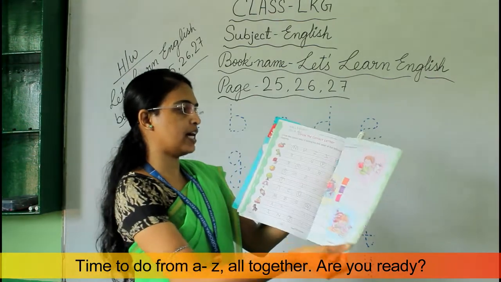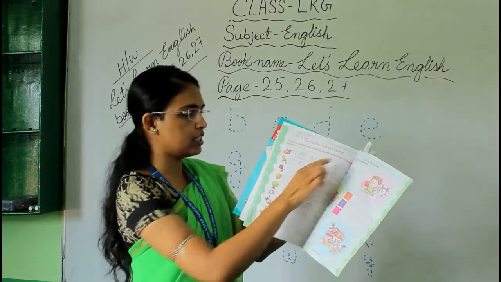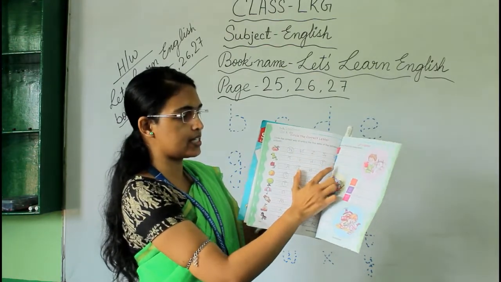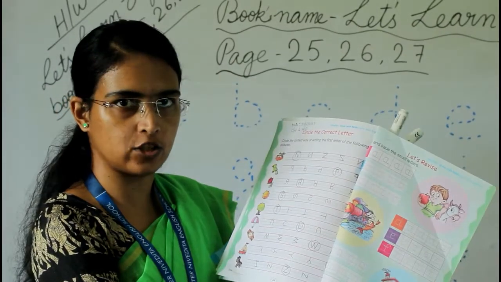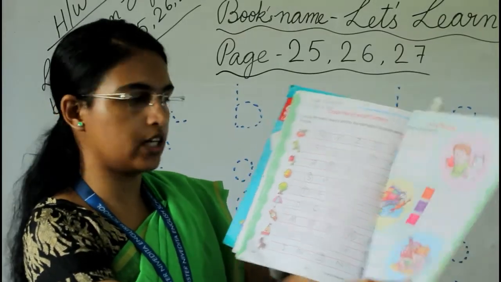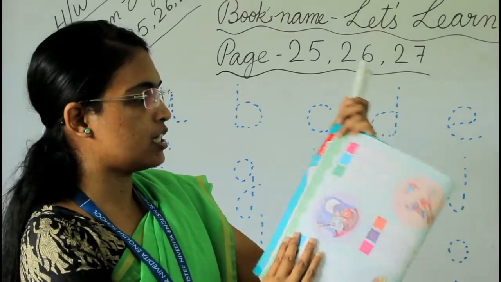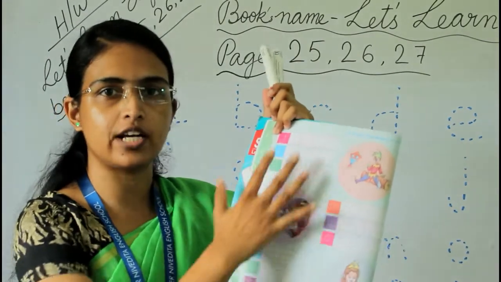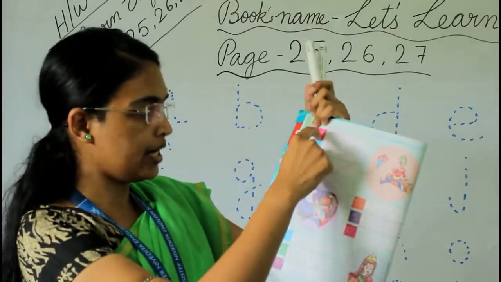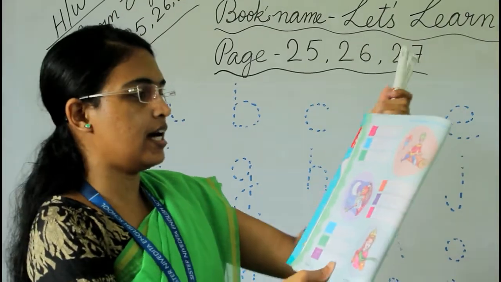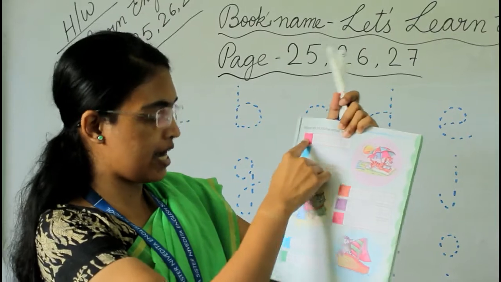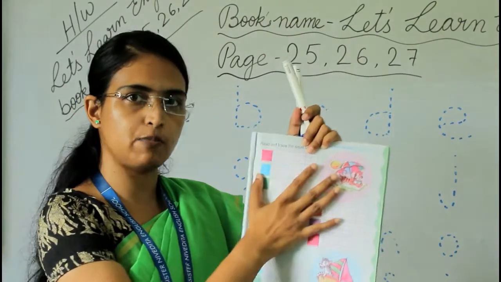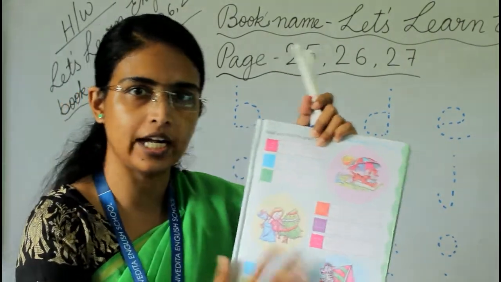Now on the first page I have shown you how to trace the letters. You have to trace A, B, C, D, E, F, G, H, I on the first page. These are small letters, okay? Then come to the next page. On this page also you have to trace the letters from J to R. Then come to the next page, that is from S to Z. On this page also you have to trace the letters.